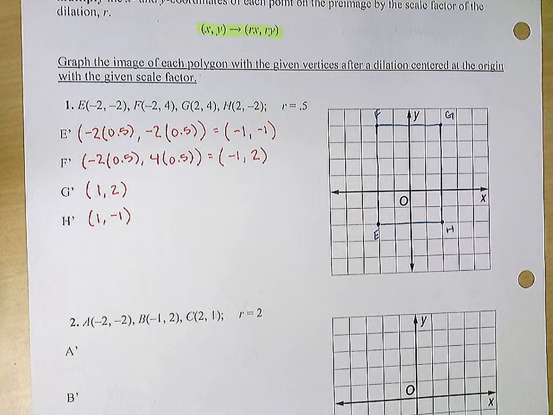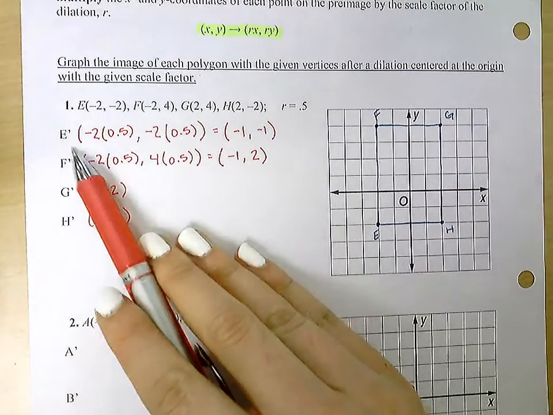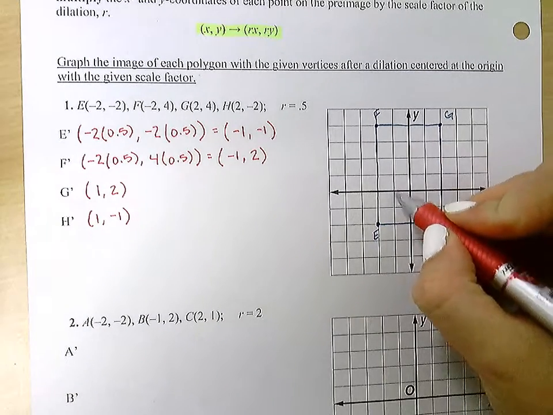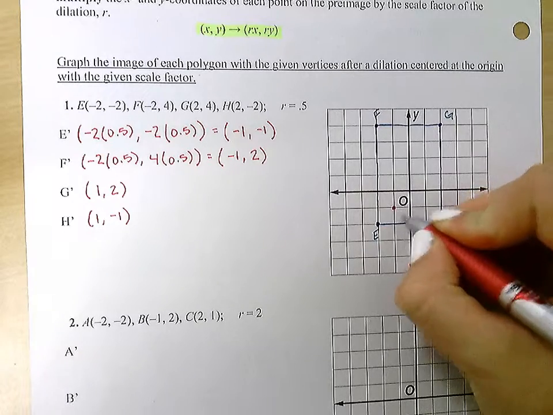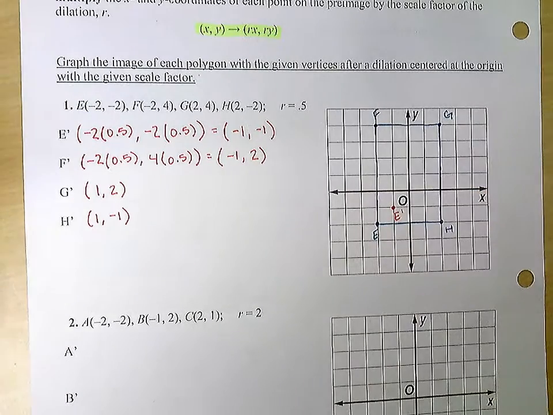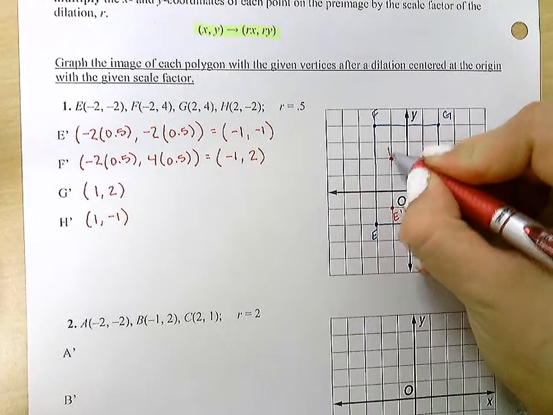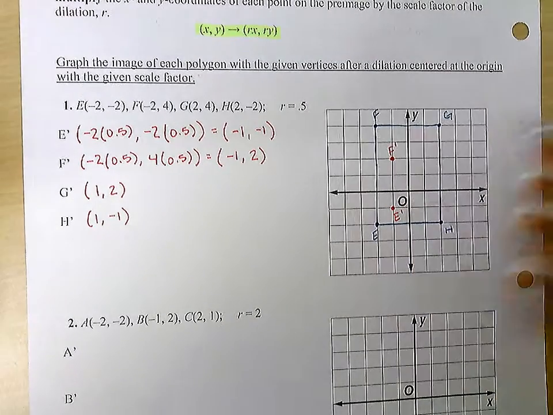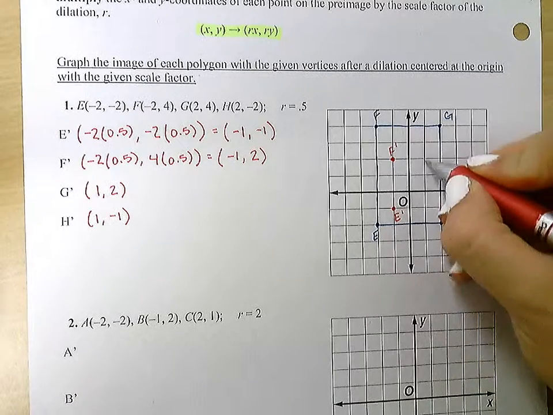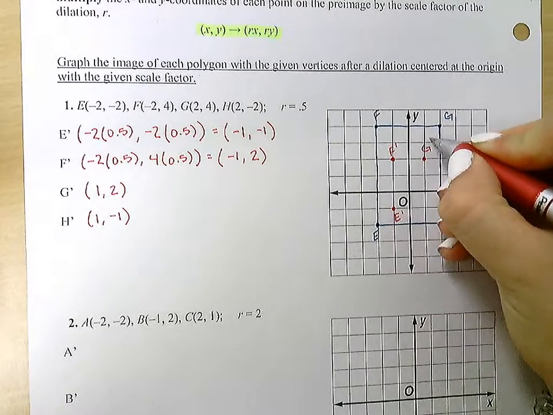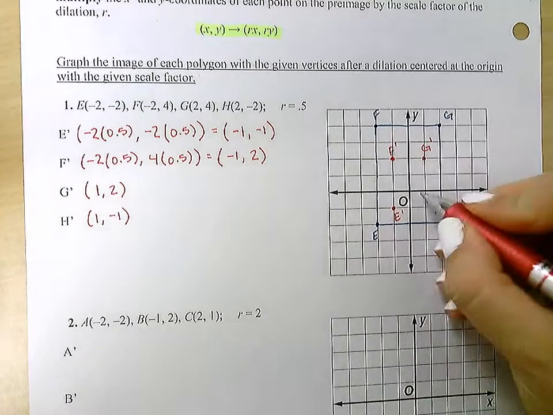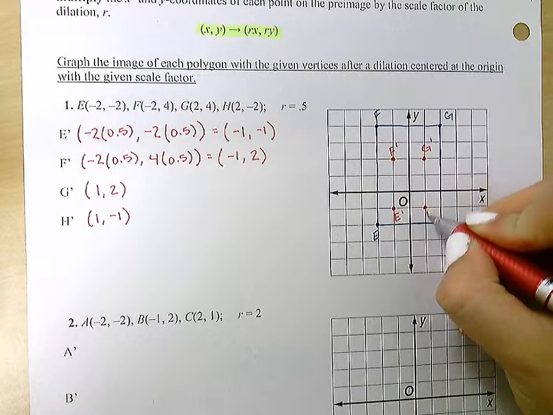So after I find each of those prime coordinates, I can plot them on my graph. E prime is at negative 1, negative 1. F prime is at negative 1, positive 2. G prime is at 1, 2. And H prime is at 1, negative 1.